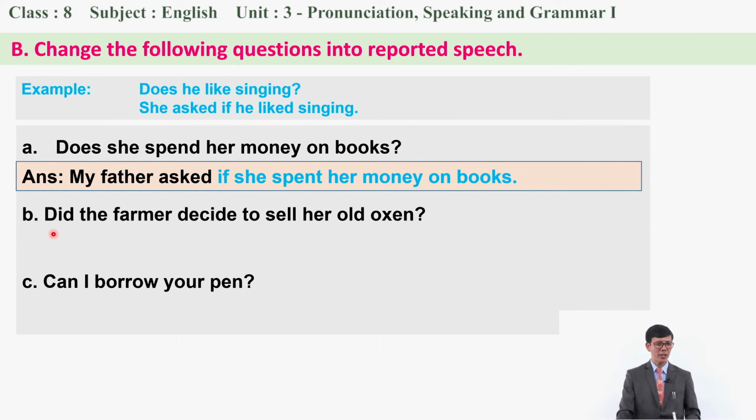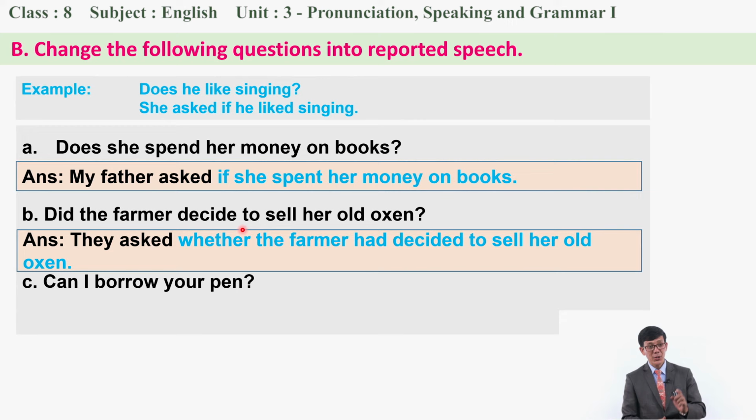And look at the second one. Did the farmer decide to sell her world auction? So who asked this? They asked, okay. So they asked whether the farmer, look at here, this is simple past tense, whether the farmer had decided to sell her world auction. You can see here, this is simple past tense, and now it is changed into past perfect, whether the farmer had decided to sell her world auction.